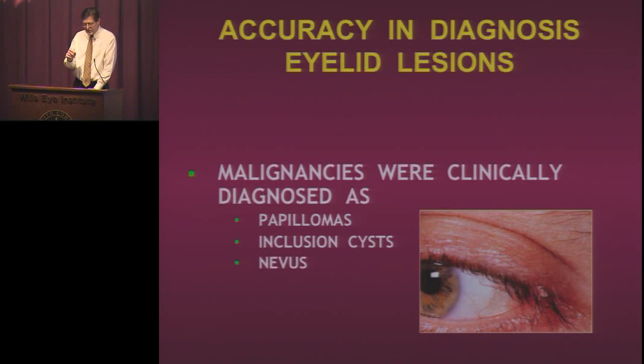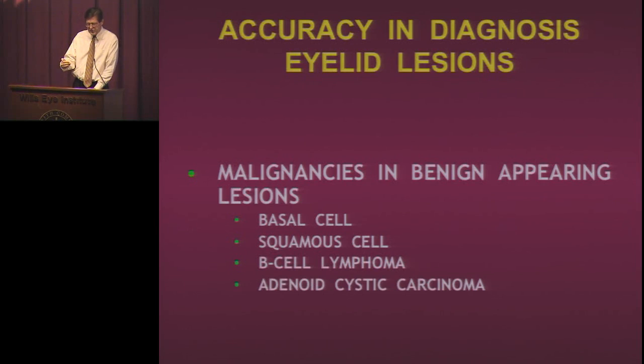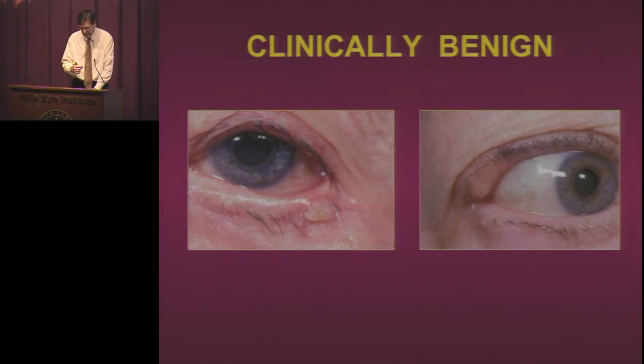Malignancies were diagnosed as papillomas, even inclusion cysts, nevi, hydrocystoma. You'd think, well, gee, those are obvious looking. How could you miss? You can. So if you're going to remove something, if you're not sure, even if it looks very benign, try to biopsy it unless there's a reason not to. Malignancies in benign appearing lesions were basal cells, lymphomas, squamous cells, and adenocystic skin carcinomas.